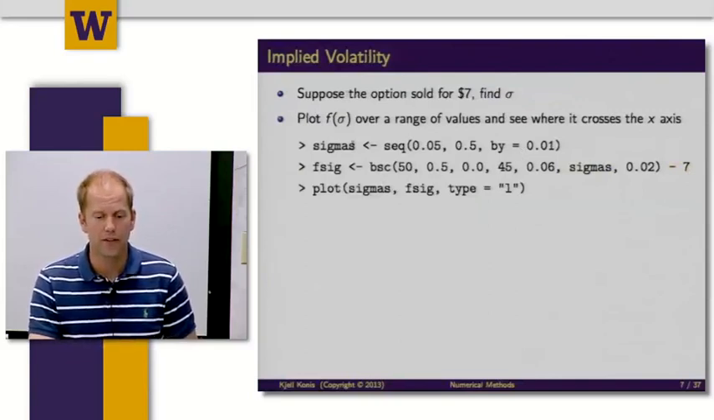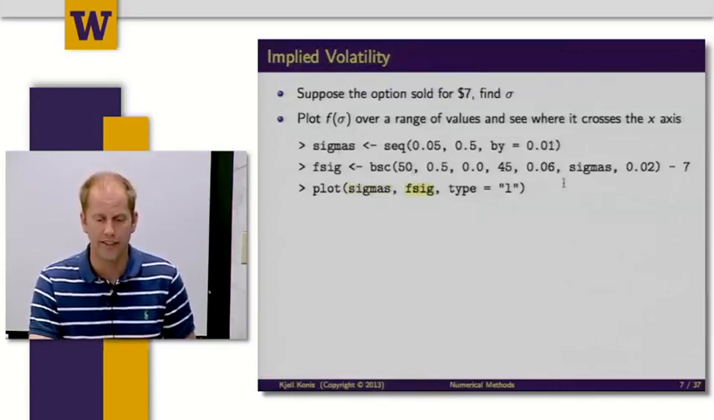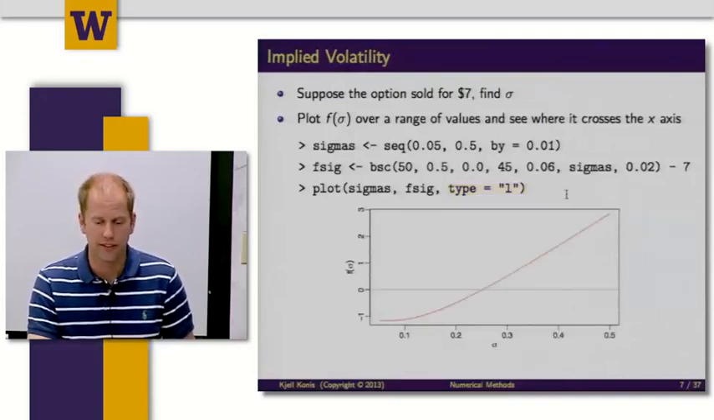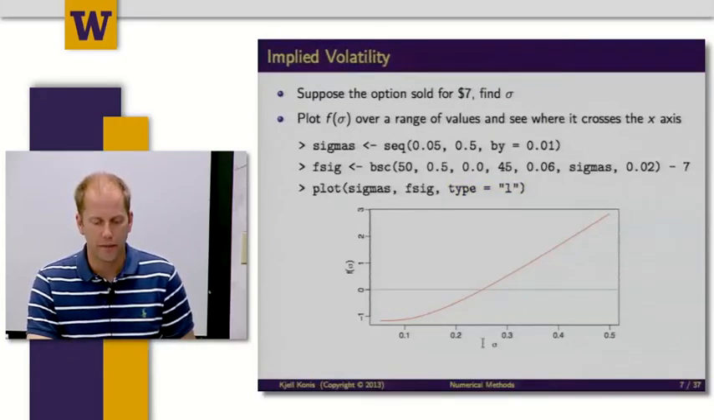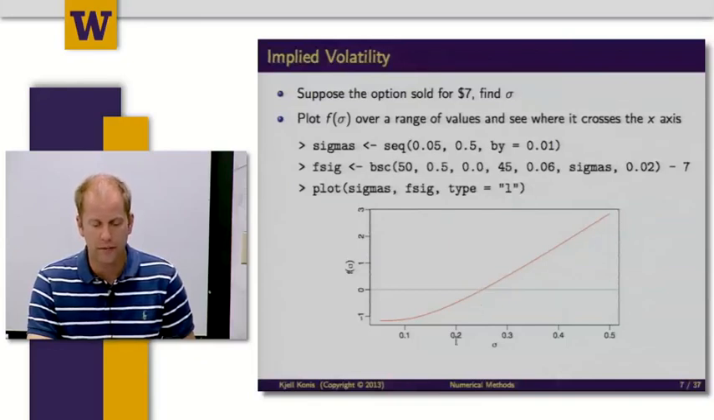And then I'm going to plot this. So I'll put sigma on the x-axis, and then this fsig that I've just calculated here on the y-axis. And then this optional argument, type equals L, is just going to plot it with a line rather than with points. And I get a plot that looks like this. And so on the left here, I'm below 0. On the right, I'm above 0. And it looks like at about sigma equals 0.25 is about where I hit 0.